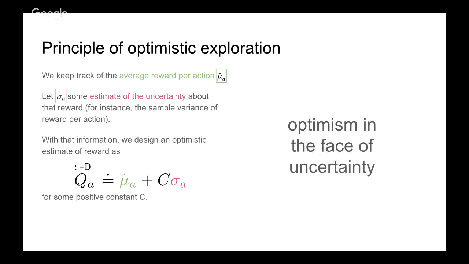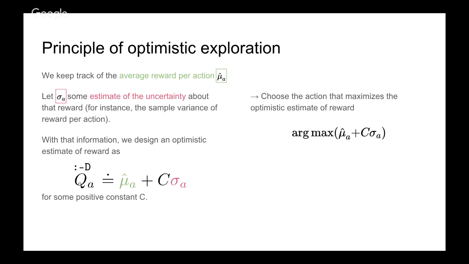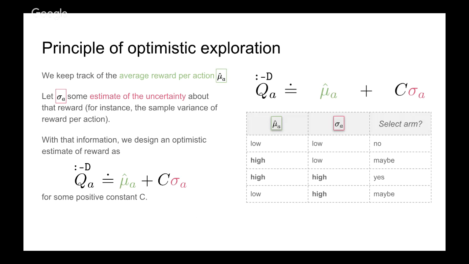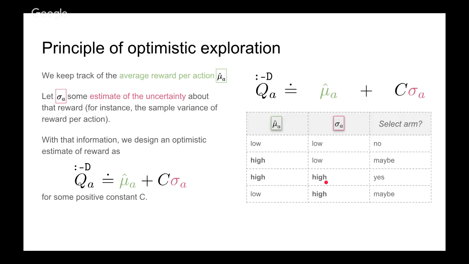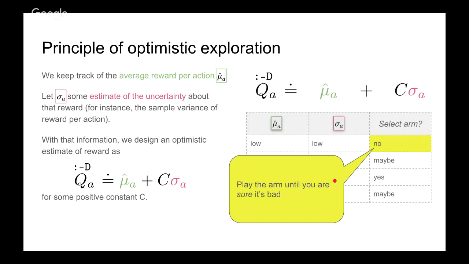So, given all those optimistic estimates, we take the largest one. Here I'm only saying low and high relative to the other actions. When you have an average reward for an action which is low, you will only select this action if the estimate of the uncertainty is high. If the estimate of the action value and the uncertainty are both very high, you'd certainly select this arm. The only reason not to play an arm is when we know for sure that it's bad. Otherwise, we're going to play it. That's why it explores quite consistently everything until it's sure about the badness of things.